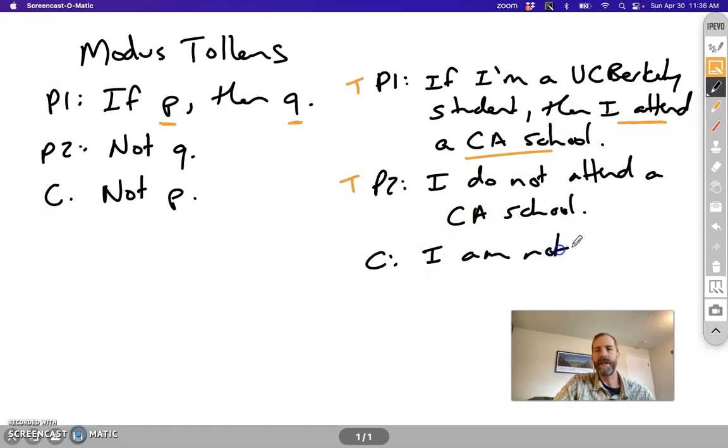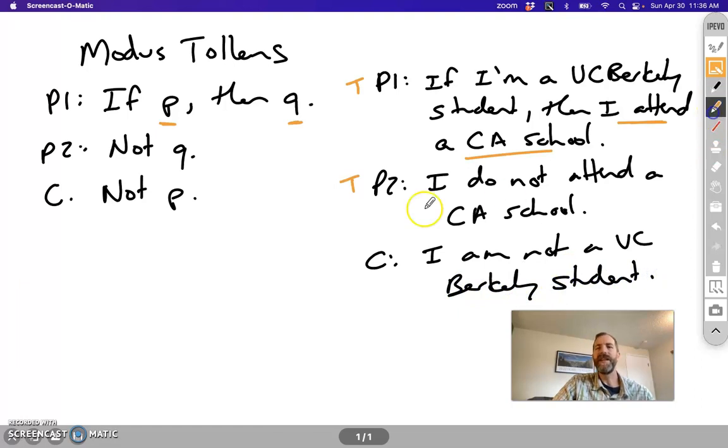I am not a UC Berkeley student. And that follows necessarily from these premises, because attending a California school is necessary for being a UC Berkeley student. But you don't attend a California school. So if that truly is necessary for being a UC Berkeley student, then there's no way that you could be a UC Berkeley student. That necessary condition is not met.